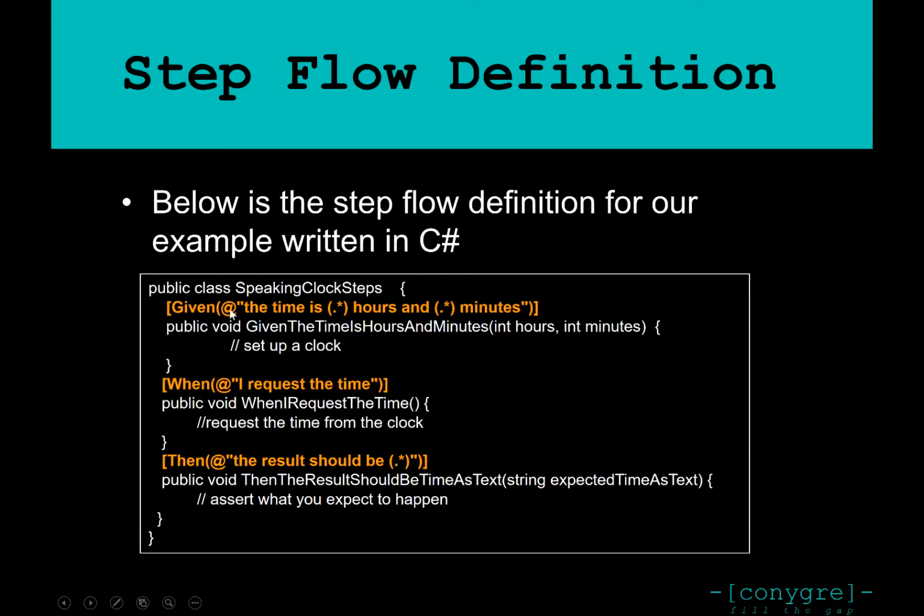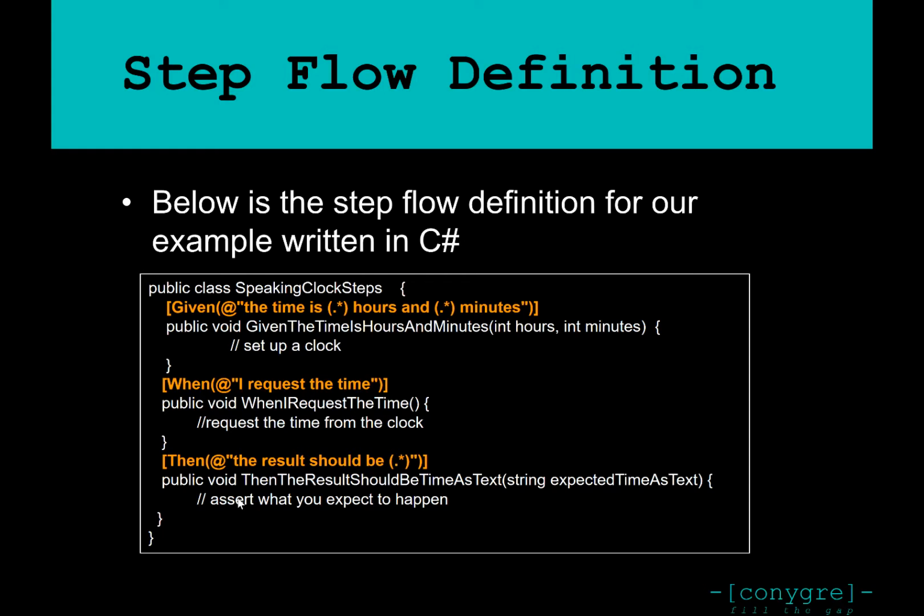So here we're saying given the time is, and then we've got a parameter, hours, and another parameter, minutes. So what happens here is that the framework reads the text from the feature file, and then these values get passed in as parameters into the method. And so these parameters can be used to set up a clock and request the time from the clock. Here, when I request the time, this is where we actually explicitly ask the clock for the time, then the result should be, and then we get another parameter value here which goes in as a string, so we can assert what we expect that result to be.